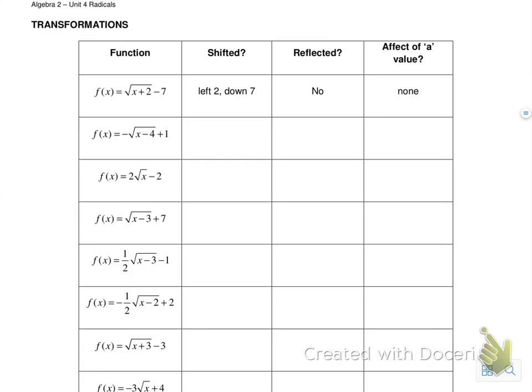Okay, this last bit is just writing the transformations. So does it go left, does it go right, does it go up, does it go down, does it have a vertical shrink or a vertical stretch, is it reflected? And so like I said before, this is very similar to problems we've done during Unit 2. It's the same concept as transforming a quadratic, which we've done lots of times.